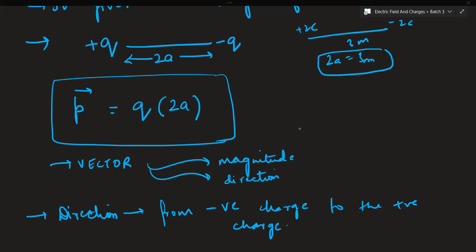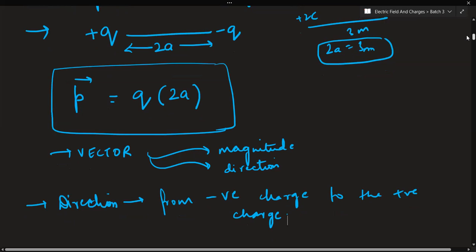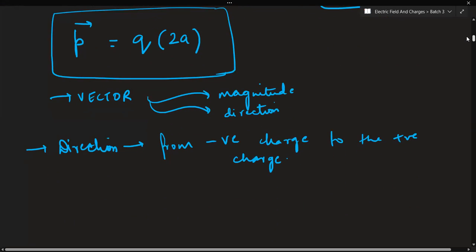All of you write to me in the chat box right now, what should be the SI unit of dipole moment? Charge SI unit you know, length SI unit you know. Multiply and tell me, all of you. Quickly answer. What should be the SI unit of dipole moment? This is the formula. Charge multiplied by 2a.